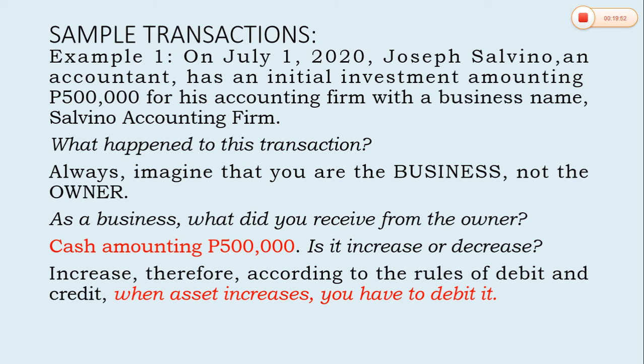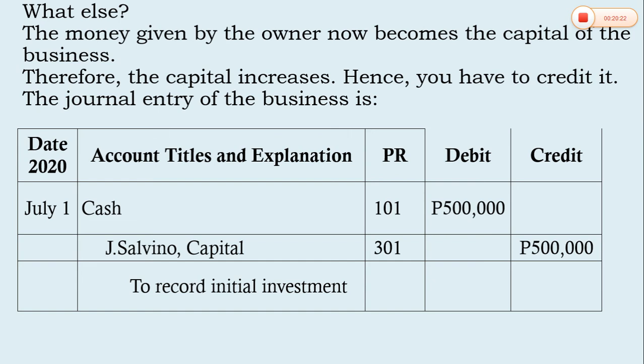But what will we credit? Now, take note that the owner gave money to the business. The moment the owner gives money to the business, it is not only cash or other assets that increase, but also the capital. Now, what the owner gave as investment becomes capital in the business. Now, with the 500,000, your cash increased, and your capital also increased. Hence, this is what happens in the journal entry of Salvino.